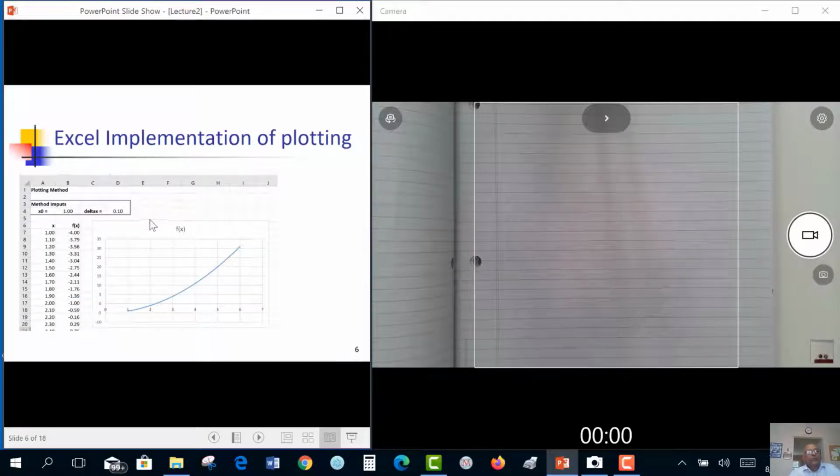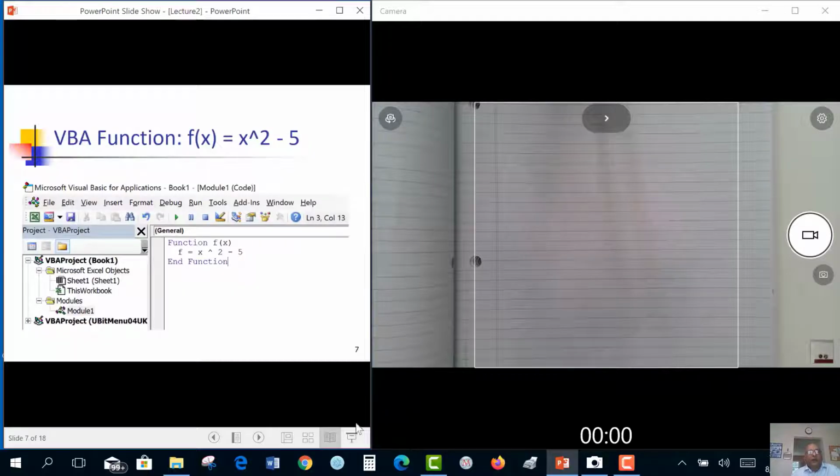So the first thing you're going to do in lab number 1 is learn how to implement plotting a function in Excel. You're going to be given a range within which you are going to plot the function, and you're going to find out where it crosses the x-axis. So we have a root between 2 and 3. You will also learn how to create a Visual Basic function.